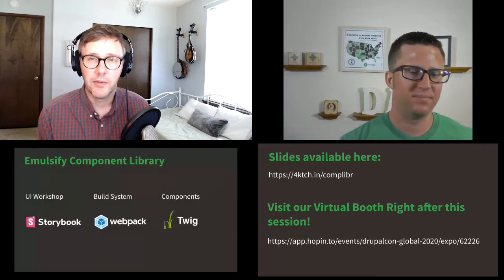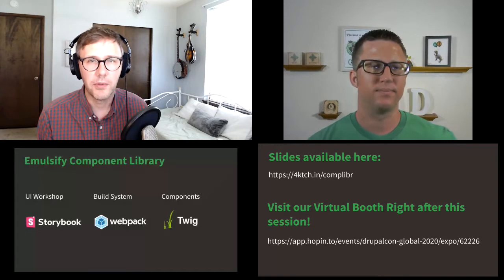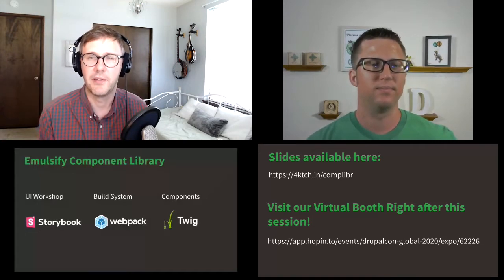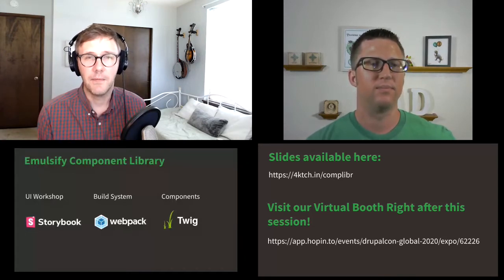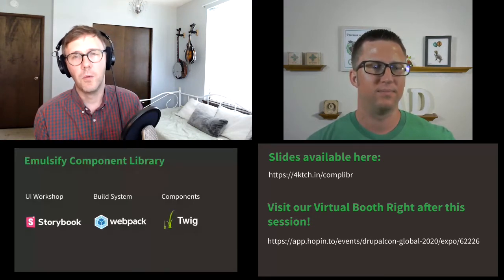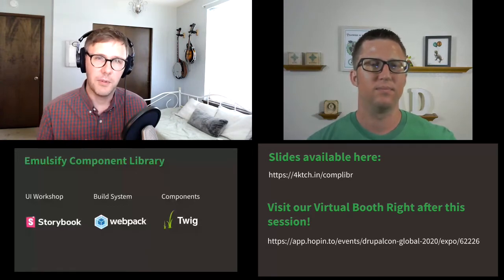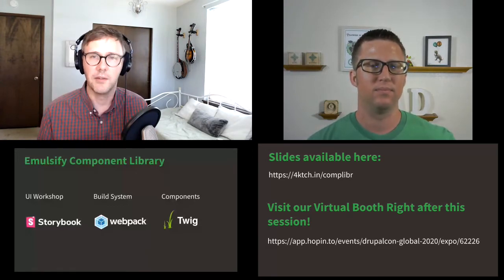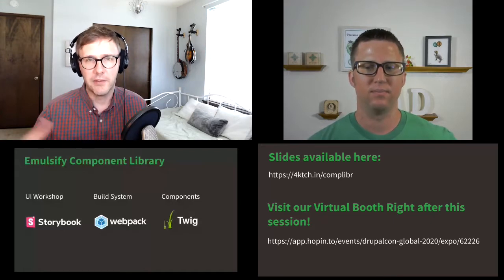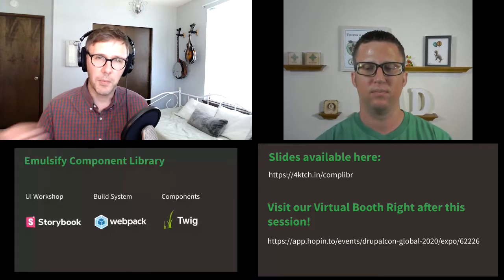And then finally, there's the components themselves. Four Kitchens is obviously deeply invested in Drupal, so naturally Twig is a first-class citizen in Emulsify. In fact, there is a starter kit project called Emulsify Drupal, which replaces the old Emulsify, and it ties these three pieces together: Storybook, Webpack, and Twig, ready-made as a Drupal theme, a Drupal 8 theme, Drupal 8 and 9. So this is what replaces the old Emulsify.